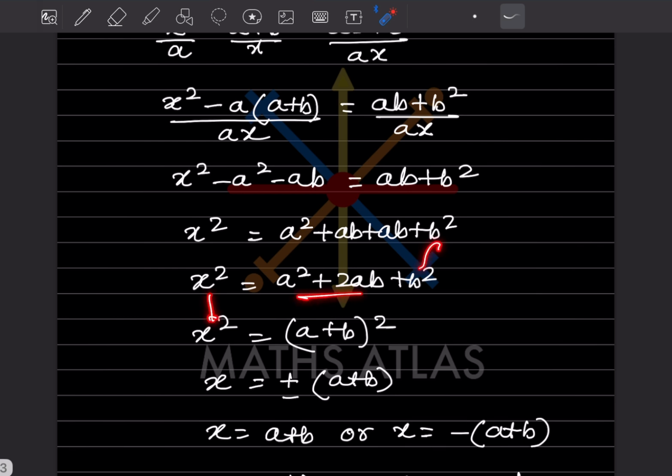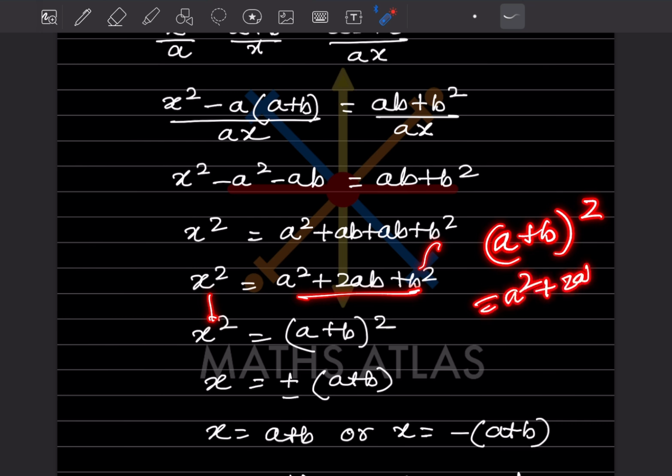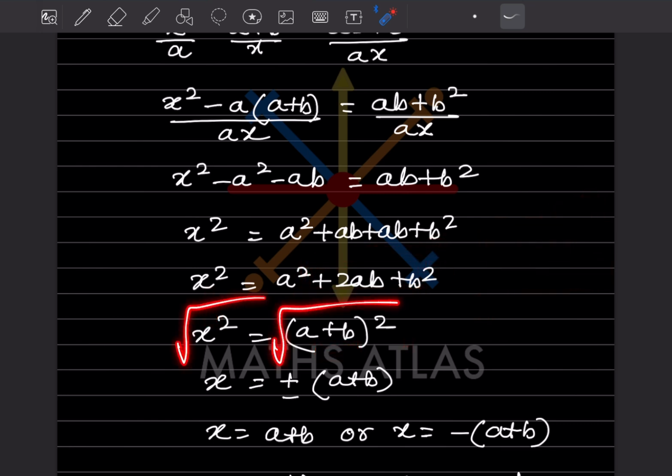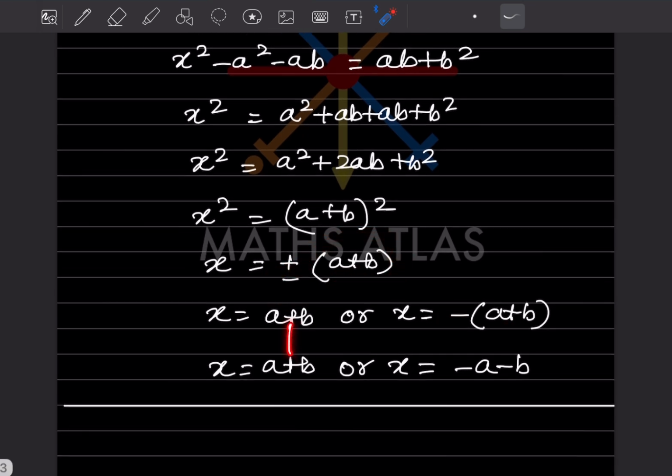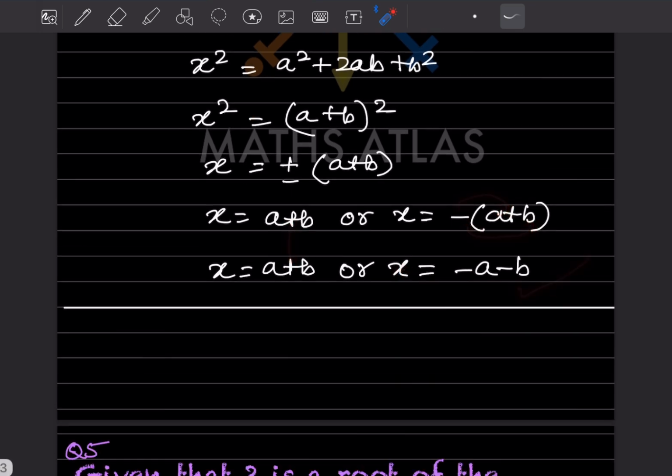So x square will be, now see here, whenever you know that formula a plus b whole bracket square, that will be a square plus 2ab plus b square. So you can write this one as a plus b whole bracket square. So when you square both the sides, x will be plus or minus a plus b. Once you take x is equal to a plus b, and the second one you will take x is equal to minus into a plus b. So x will be a plus b, or when you expand this one, minus a minus b. So this is the answer.